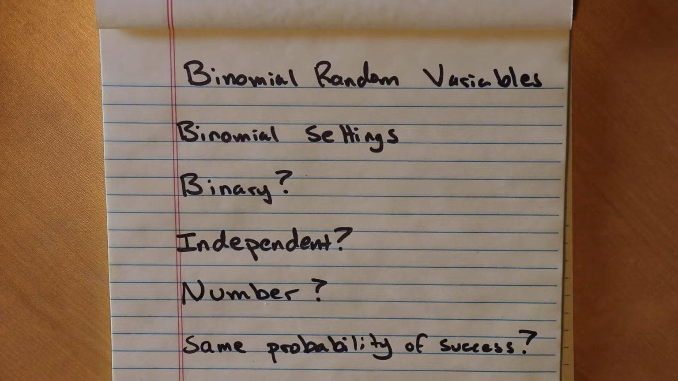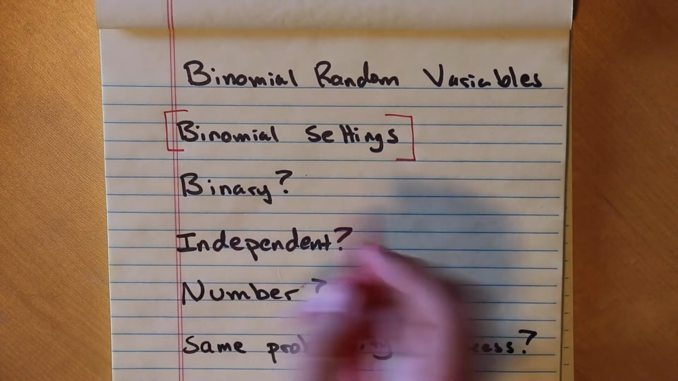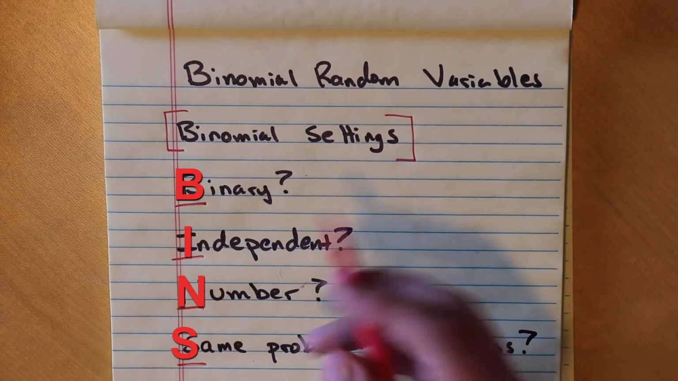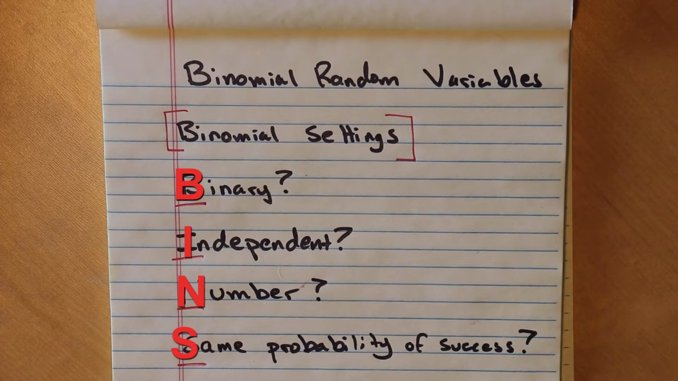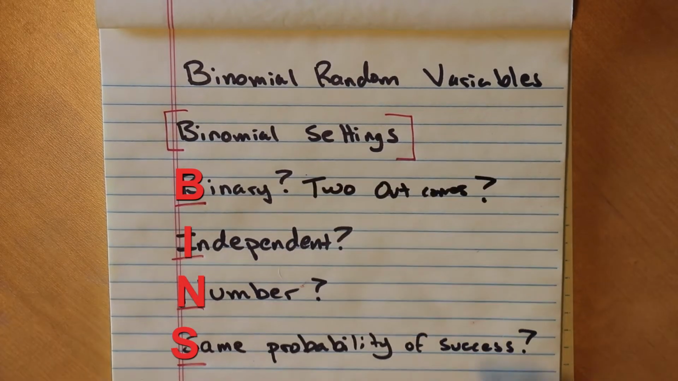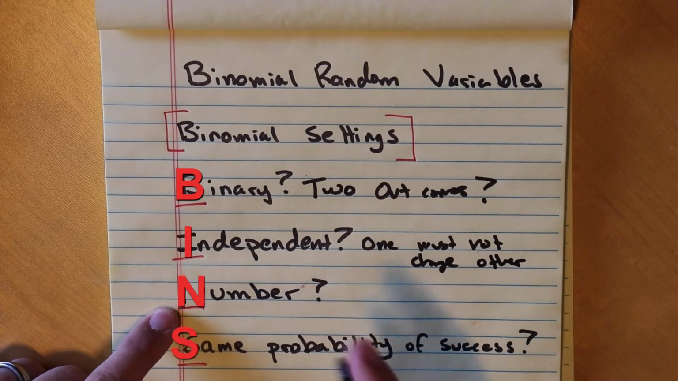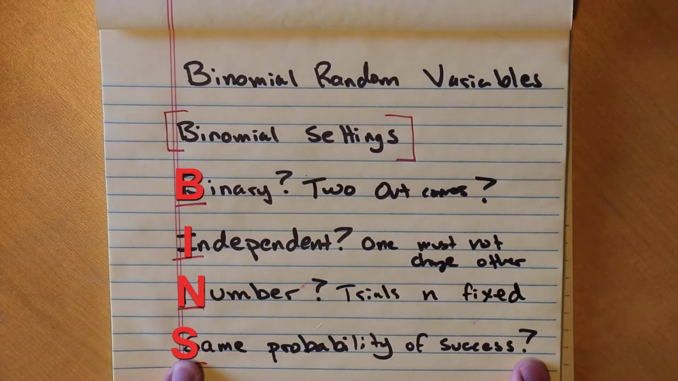You may recognize that we have an acronym that we can use. If you are trying to identify a binomial setting, check your bins. B-I-N-S. Binary. Are there only 2 outcomes possible? Independent. One must not affect the other. Number of successes. Trials fixed. Same probability of success.